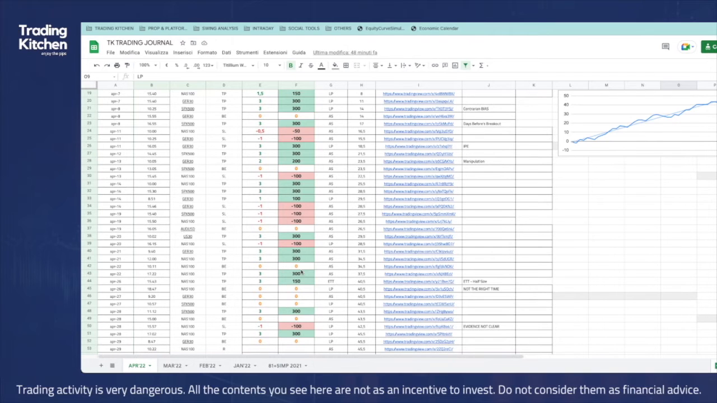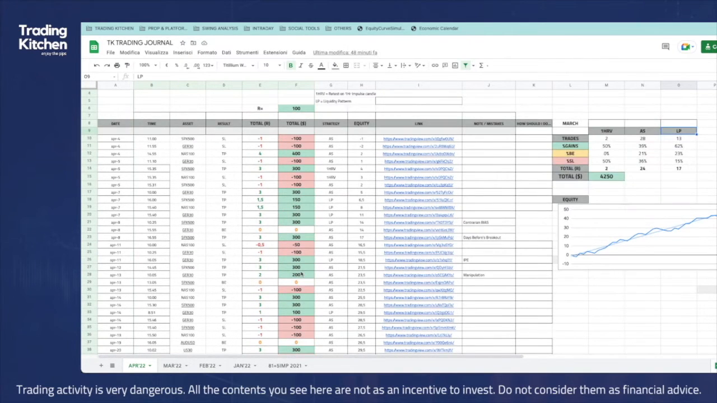I will share it also here in the description below. As you can see, I'm truly honest. I post this file in a totally transparent way. There is no reason for me to lie, and you can see it from the huge quantity of stop losses that I take.